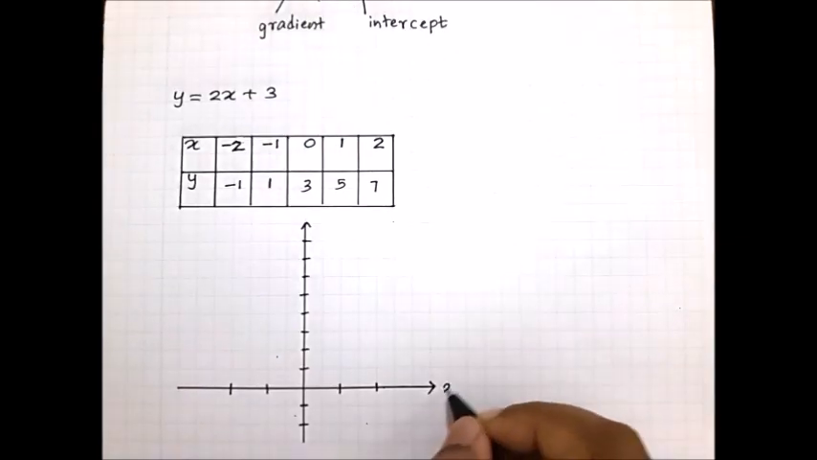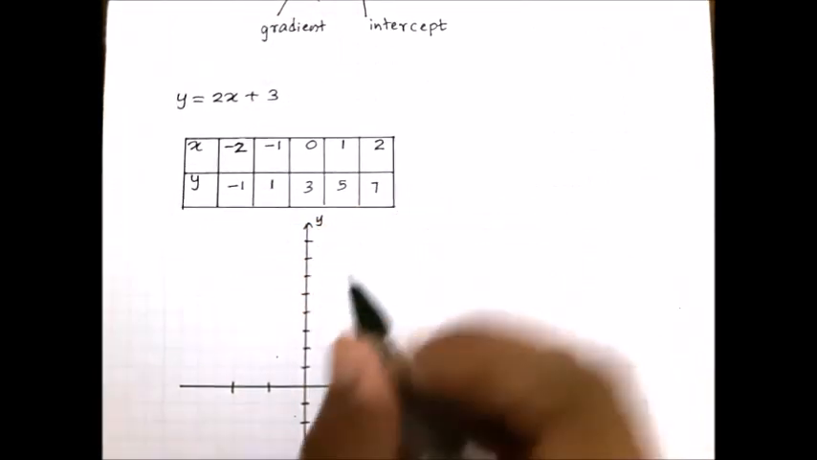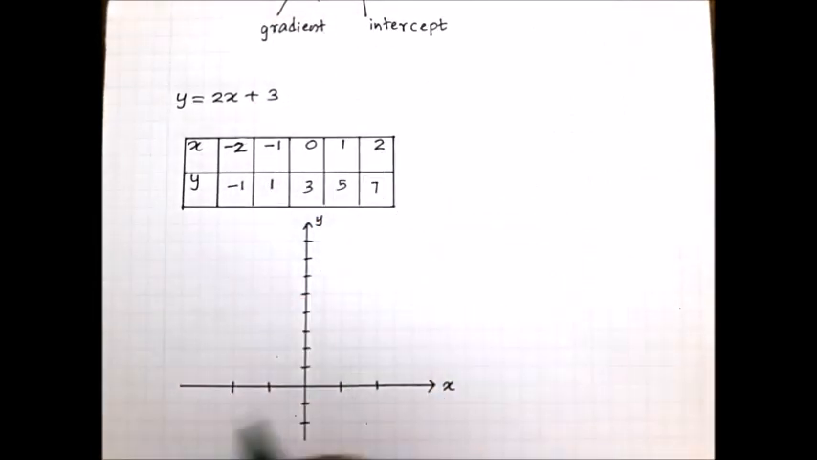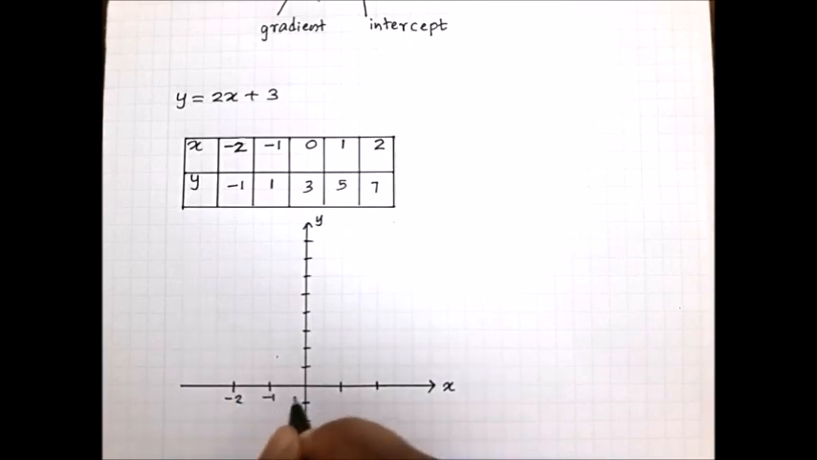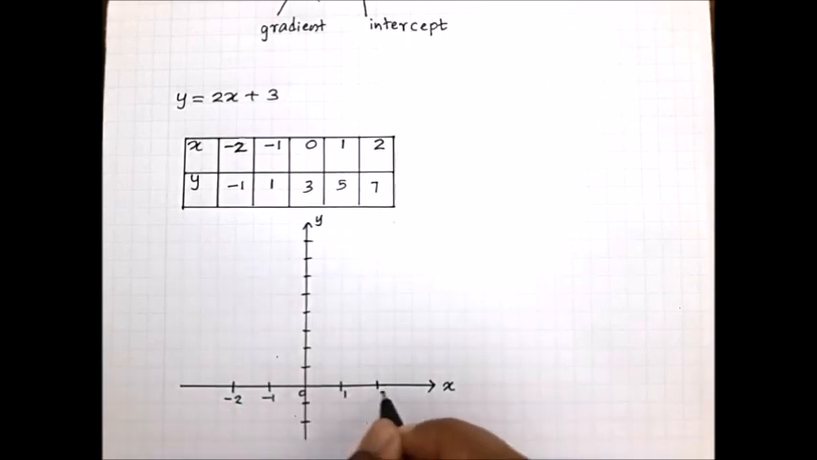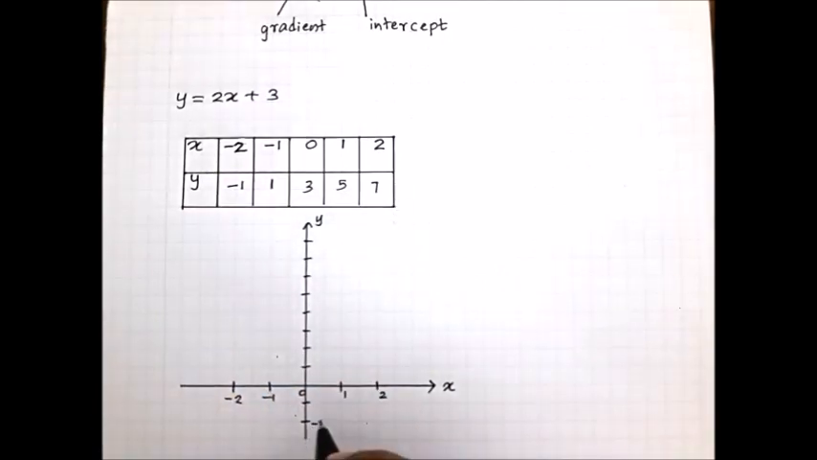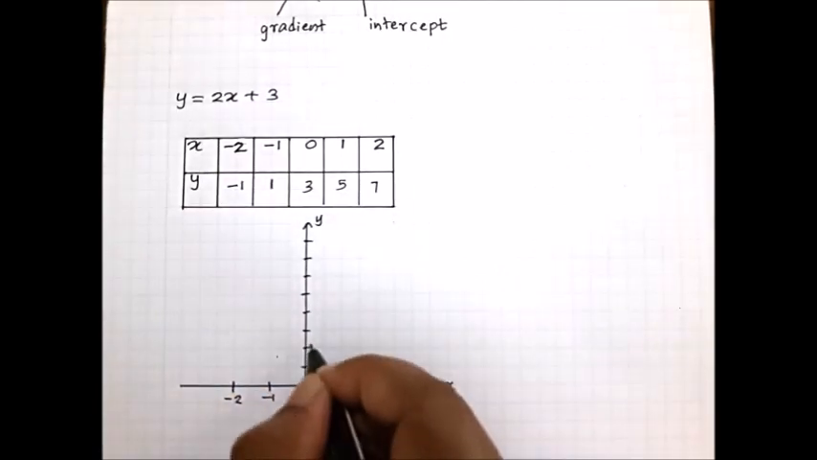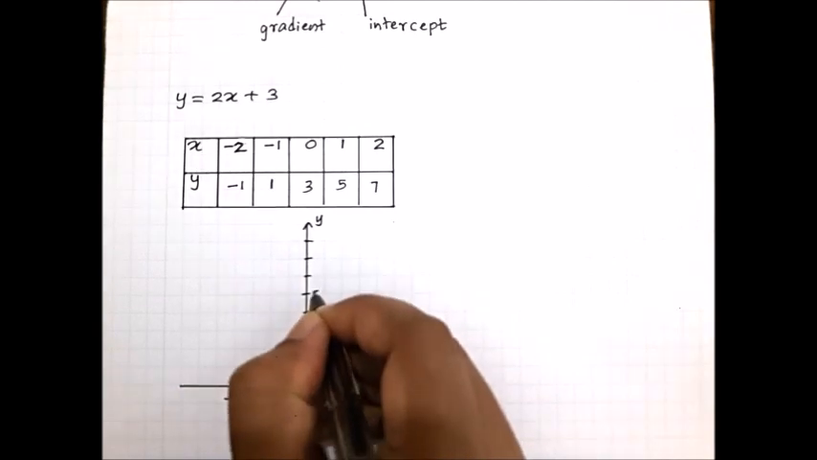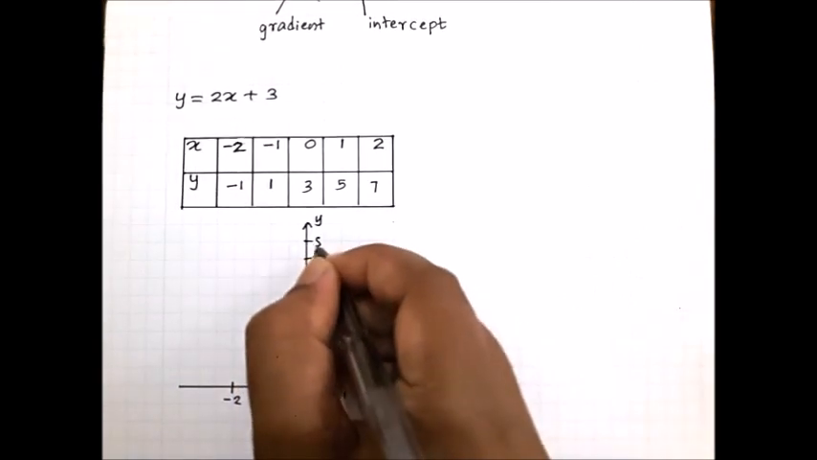Name the axes as x and y. And the x-axis from minus 2 to plus 2: minus 2, minus 1, 0, plus 1, plus 2. And the y-axis from minus 1 to plus 7. 1, 2, 3, 4, 5, 6, 7, 8.